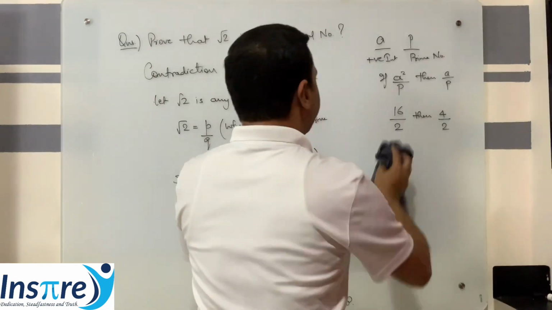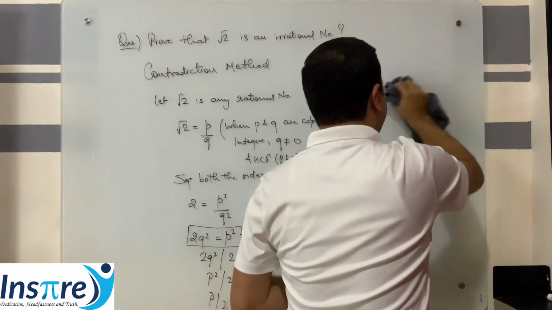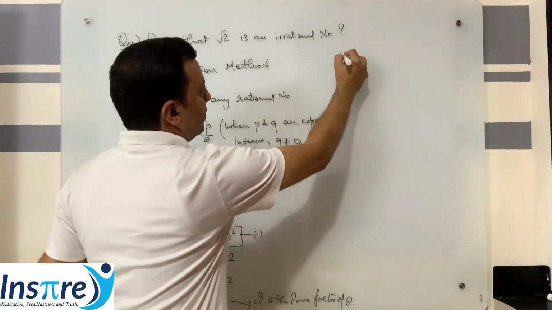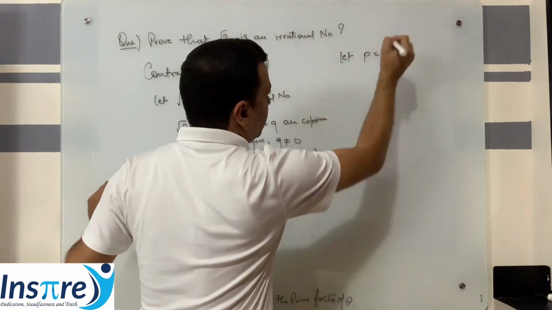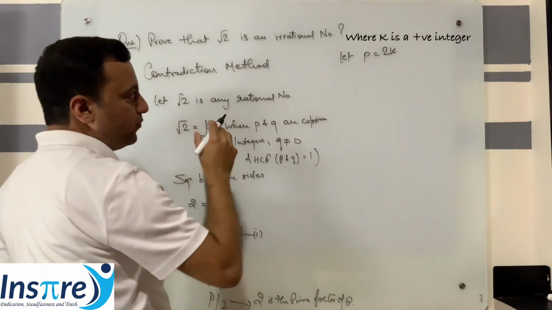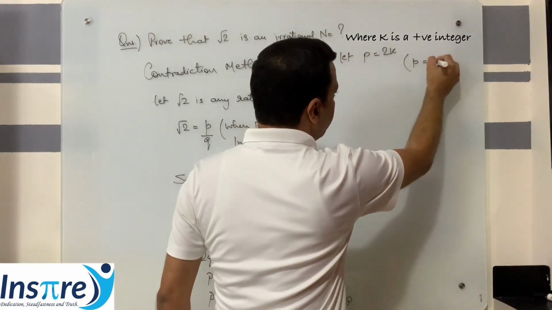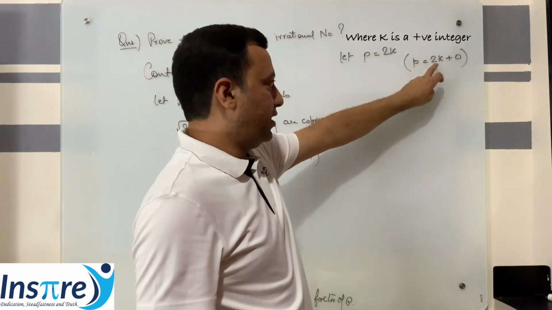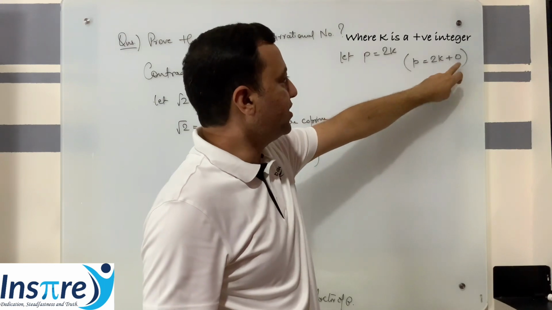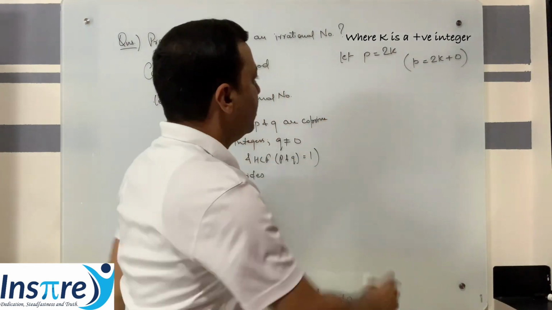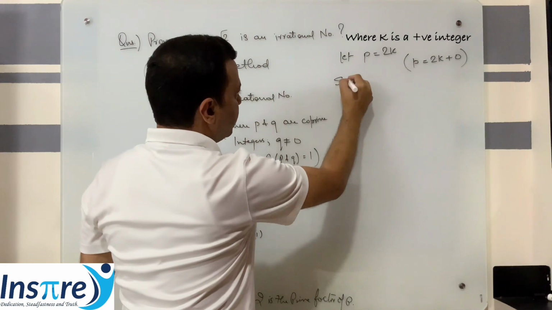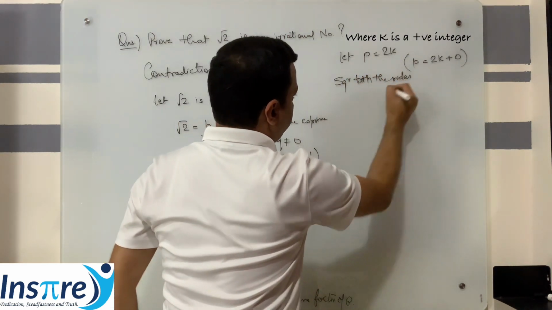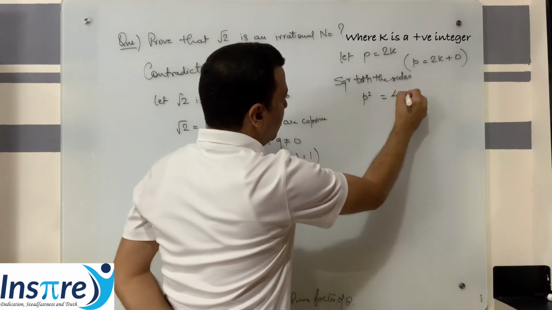Now let's go ahead and assume p is equal to 2k. What does p equal to 2k signify? Here it is p is equal to 2k plus 0. So 2 is the divisor, k is the quotient, 0 is the remainder, and p is the dividend. So p is equal to 2k. Square both the sides. We will get p square is equal to 4k square.